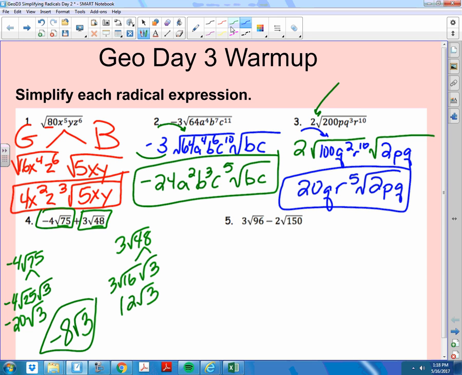Who got an answer for 5? Conley, what did you get for 5? Say that one more time. 2 root 6. That's the right answer. You put negative in the box. No, that's not a negative. That's a ball cap.